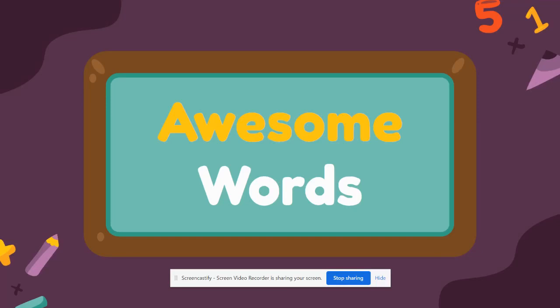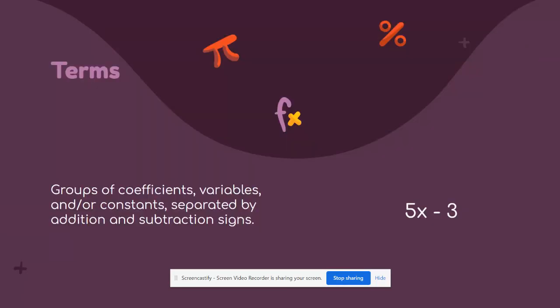Awesome, words means vocab. So, terms. Terms are groups of coefficients, variables, and/or constants, and they're separated by addition and subtraction signs. So in this example, your terms are 5x and -3. Right? So the numbers, the variables, the things you are adding and subtracting, those are your terms.